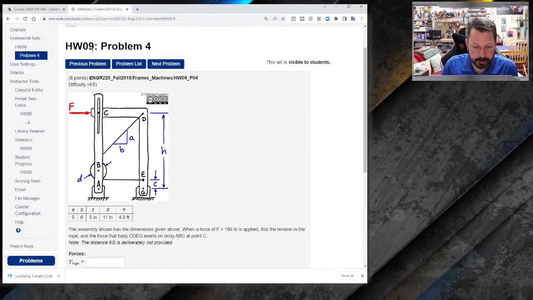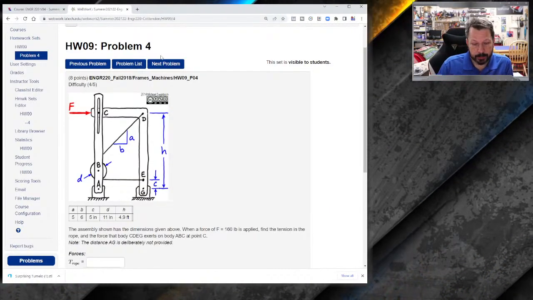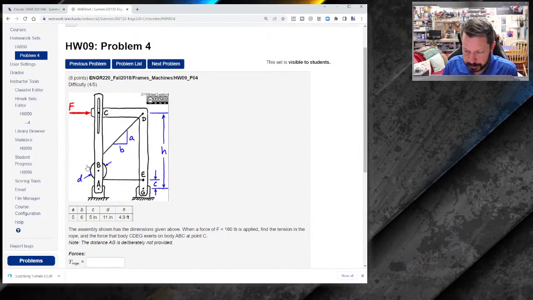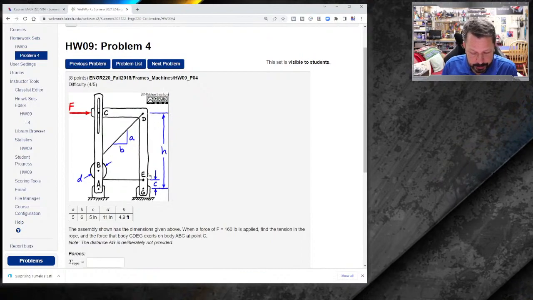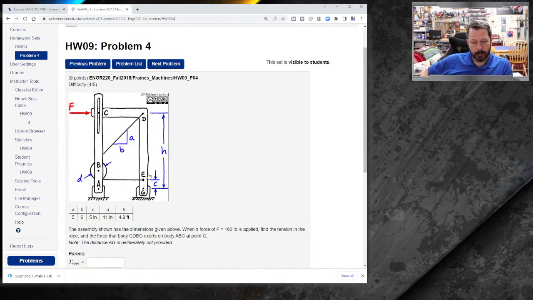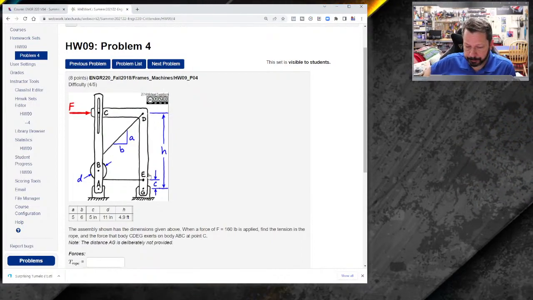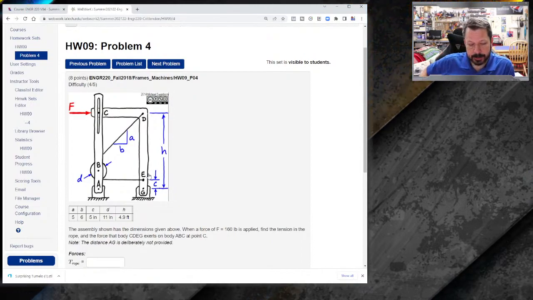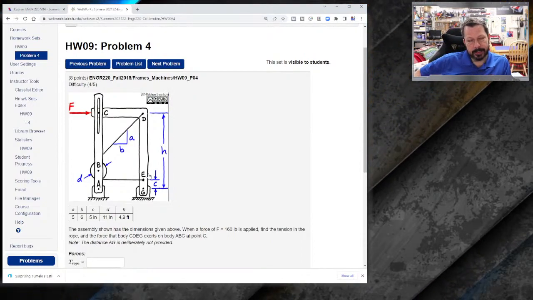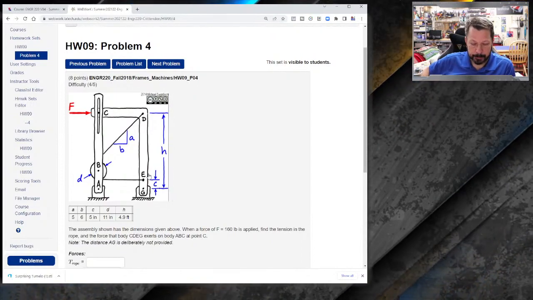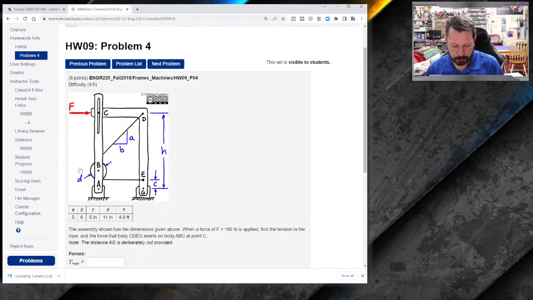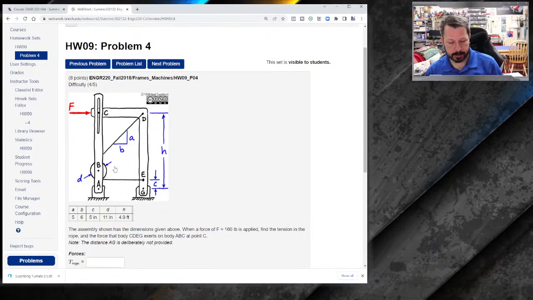This is homework, from the web work, Homework 9, problem 4. It looks pretty straightforward. There are two pieces and some cable and a pulley. The pulley's frictionless, that kind of thing. Only one force applied to it. But when you get to solving this one, it leads you down a bunch of paths where you don't have enough information. So this one would be a good one to work.